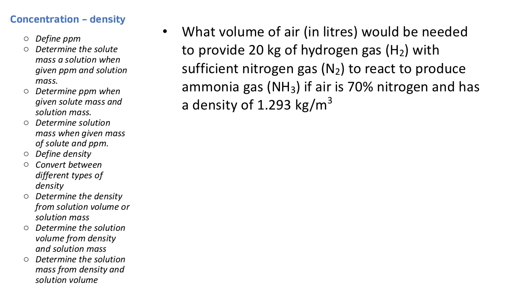What volume of air in liters would be needed to provide 20 kilograms of hydrogen gas with sufficient nitrogen gas to produce ammonia gas if air is 70% nitrogen and has a density of 1.293 kilograms per meter cubed? This one is a reaction, so we have to have a balanced equation. N2 plus H2 makes NH3. I have to balance that equation, so that's going to be a 3 and a 2. Now I've balanced that equation.